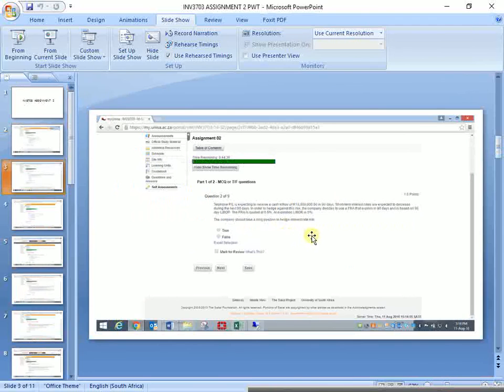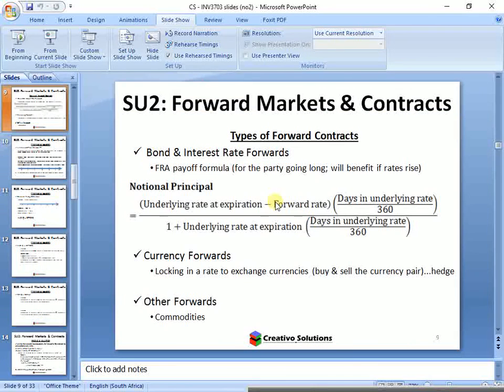This was a 90-day FRA, based on 90-day LIBOR. The quoted FRA is 6.5. The LIBOR at expiration is 5. So if I'm looking at underlying rate at expiration, it's 5%. The forward rate is 6.5%. Okay, this is looking at going long.